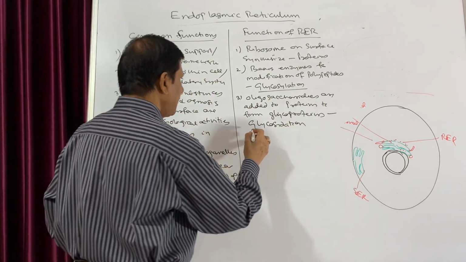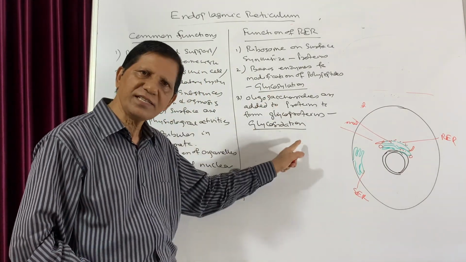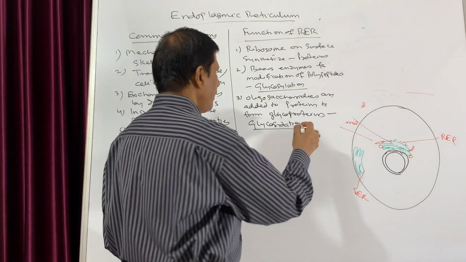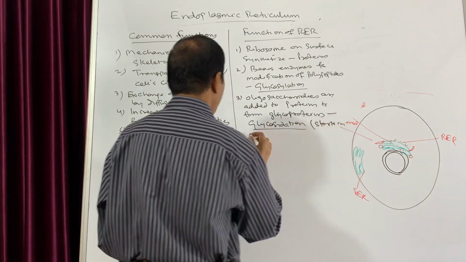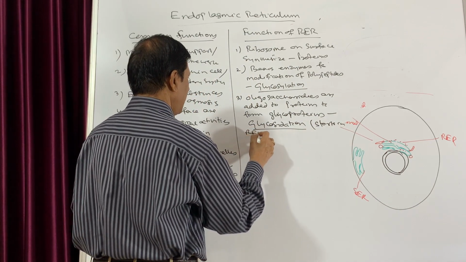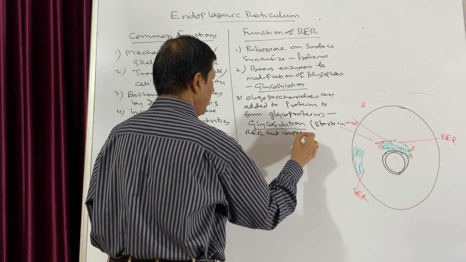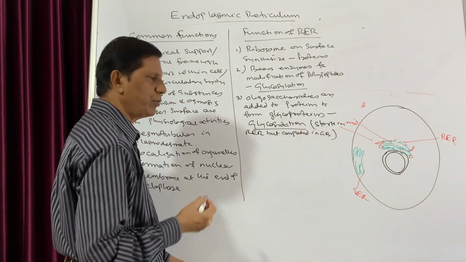Now this glycosidation is also very important. But this glycosidation starts in endoplasmic reticulum, but is completed only in Golgi body. So here let us write: starts in ER, but completed in Golgi body. This is also very important.